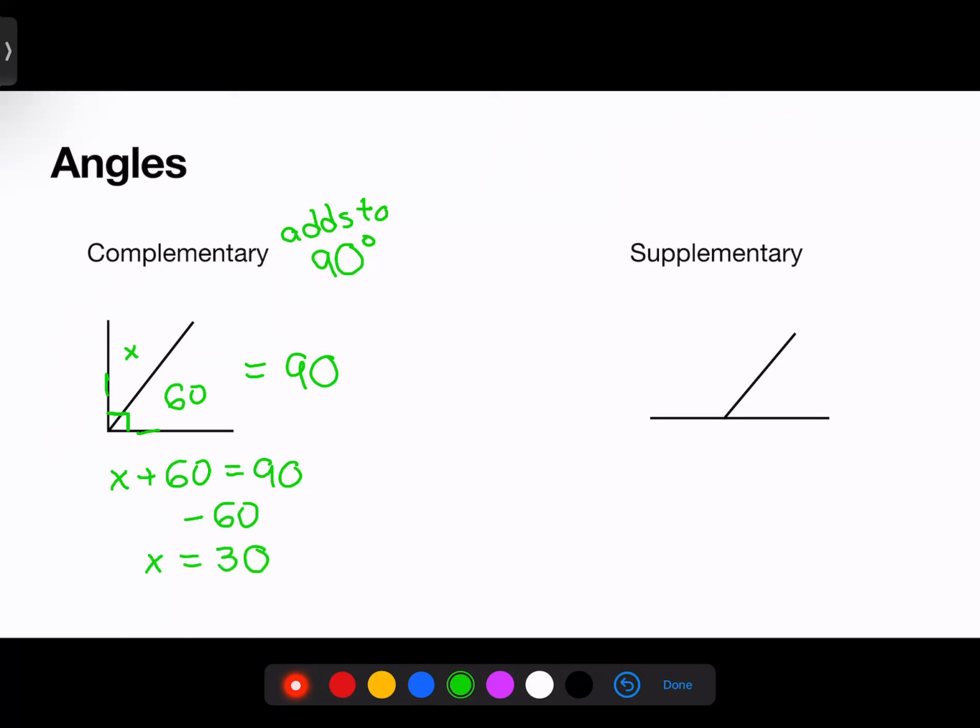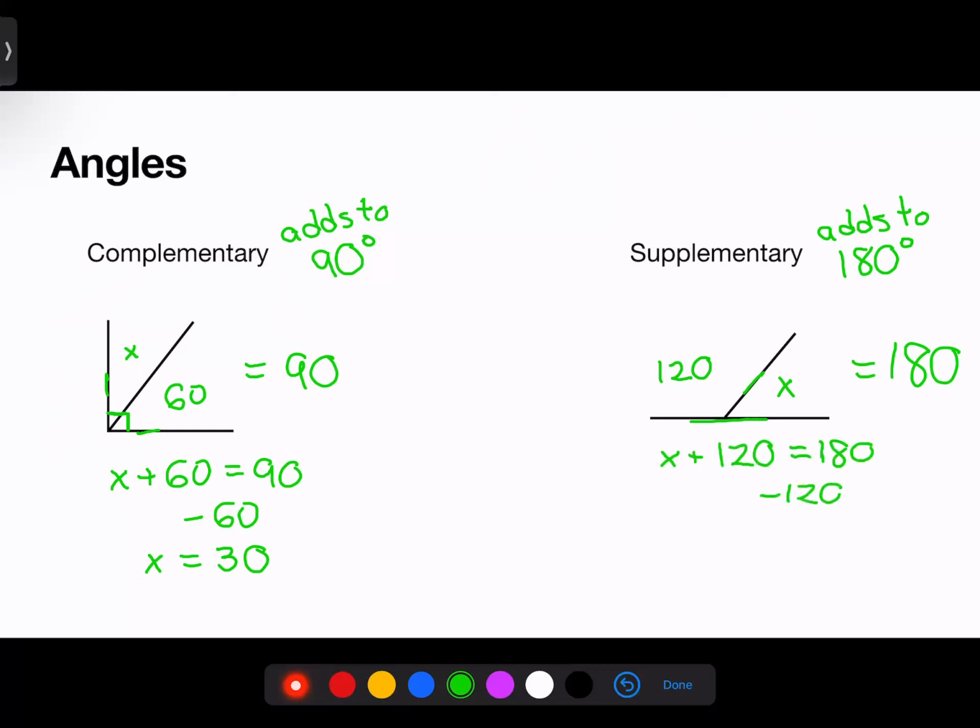A supplementary pair adds up to exactly 180 degrees. It looks like a straight line here, and then there's another line cutting through it. If this side were 120 degrees and this side was x, we could set this equal to 180 to solve for x. X plus 120 equals 180. Subtract 120 from both sides to isolate x to get x equals 60.